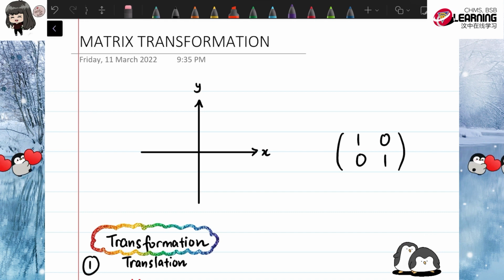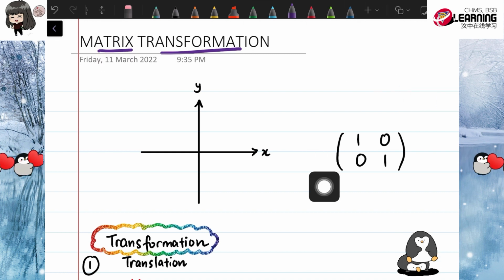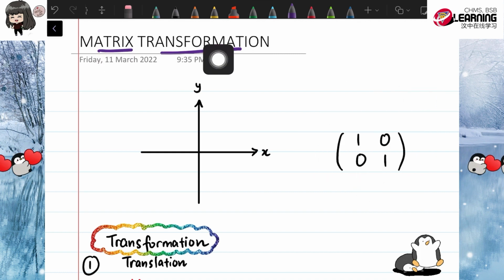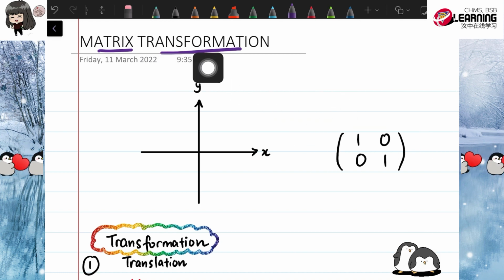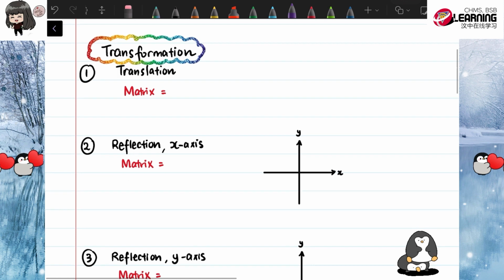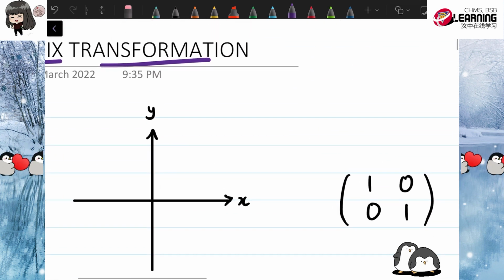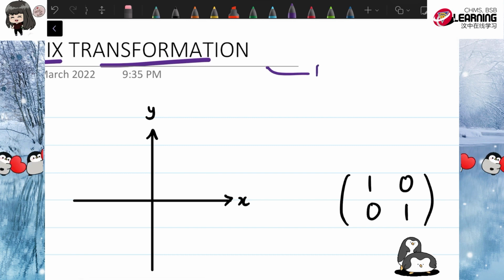Okay, matrix transformation here. You can see the words matrix and transformation, these 2 words. Matrix, you already know what it is, in this form, with a bracket and rows and columns. Transformation, you have learned this in your year 9. Let's recall a bit on your transformation. Transformation that you have learned so far is reflection.